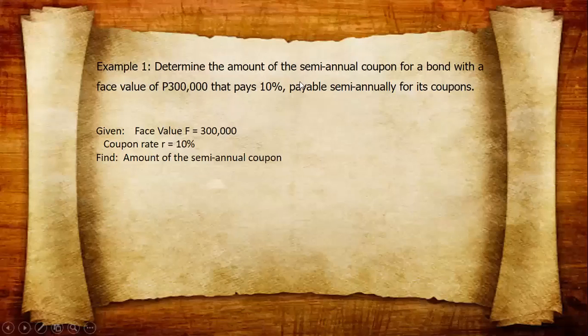Determine the amount of the semi-annual coupon for a bond with a face value of 300,000 pesos that pays 10% payable semi-annually for its coupons. First, what is asked? The problem is asking us to determine the amount of the semi-annual coupon. The given facts are the face value, which is 300,000 pesos, and the coupon rate, which is 10%. How are we going to find the semi-annual coupon?